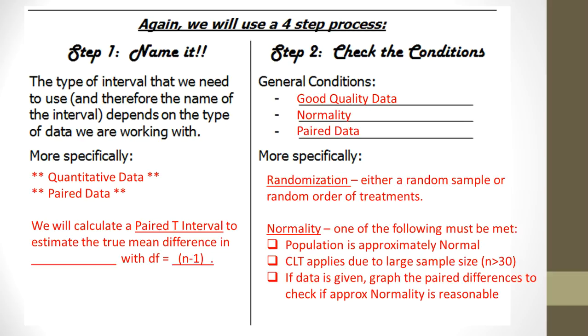We also need to make sure that we are working with paired data rather than independent data. We need to make sure that our data is related in some way. If it's independent, we're going to be using our 2-sample procedures, not a paired procedure.